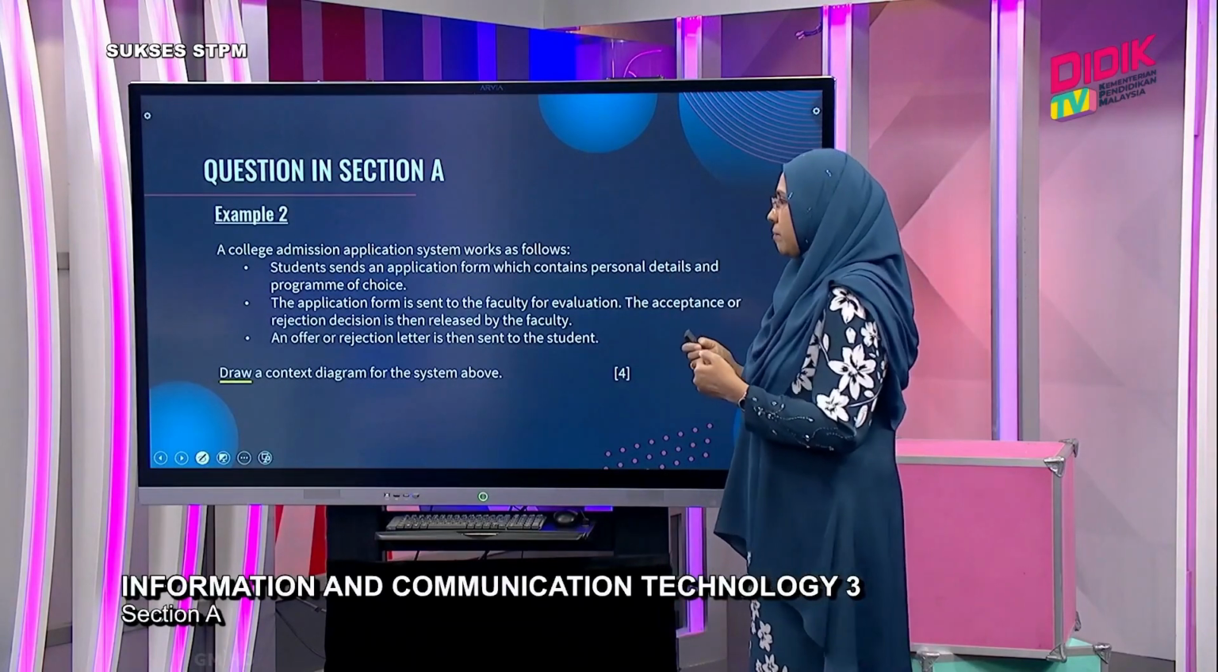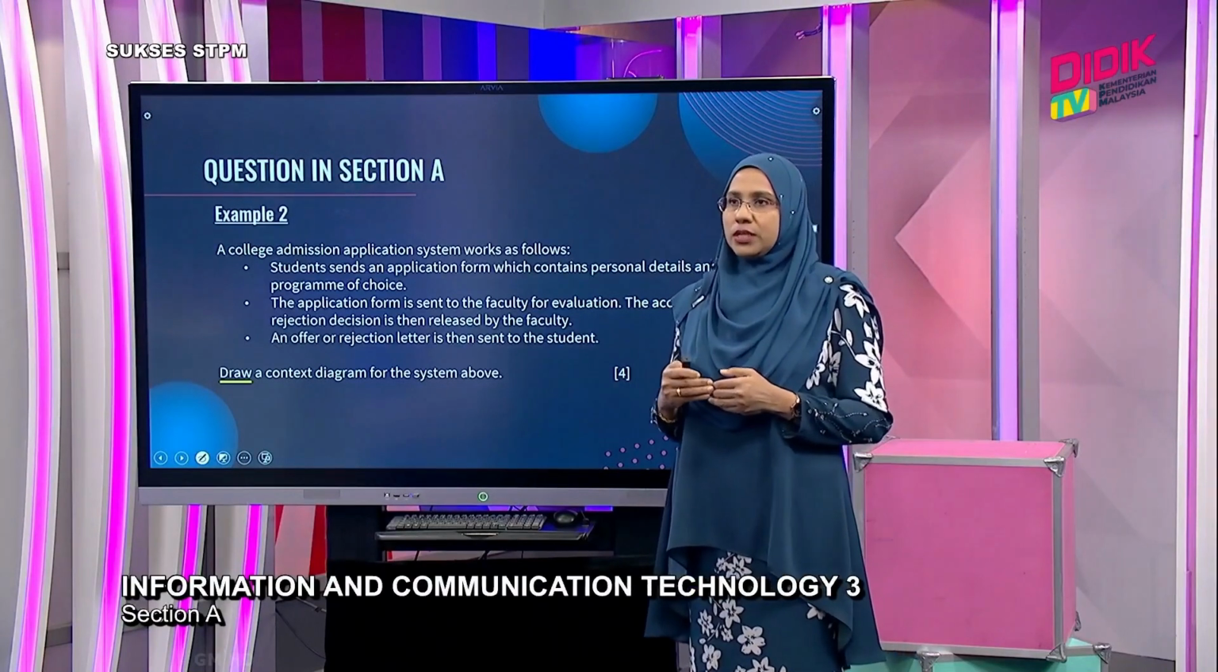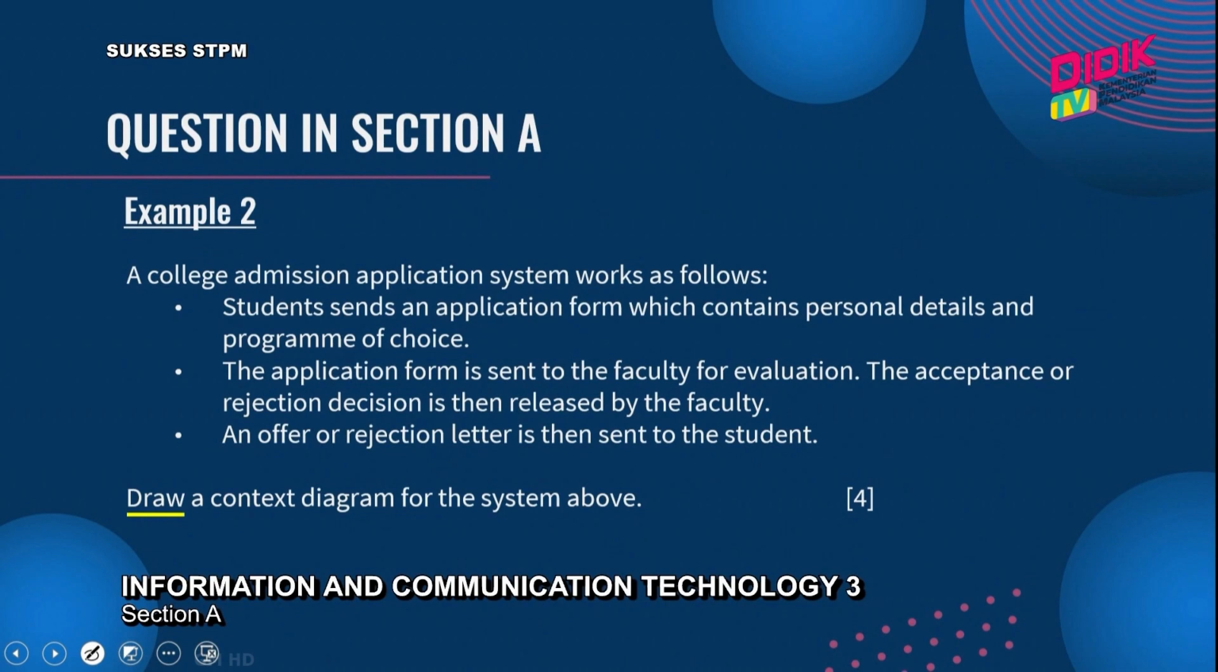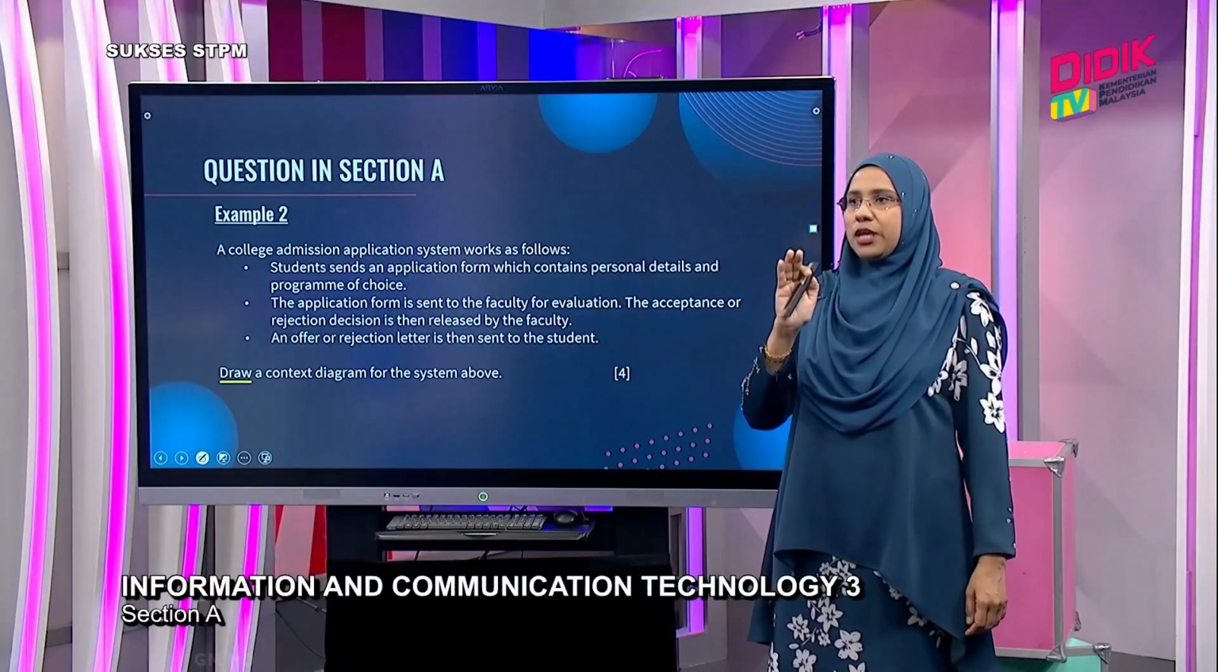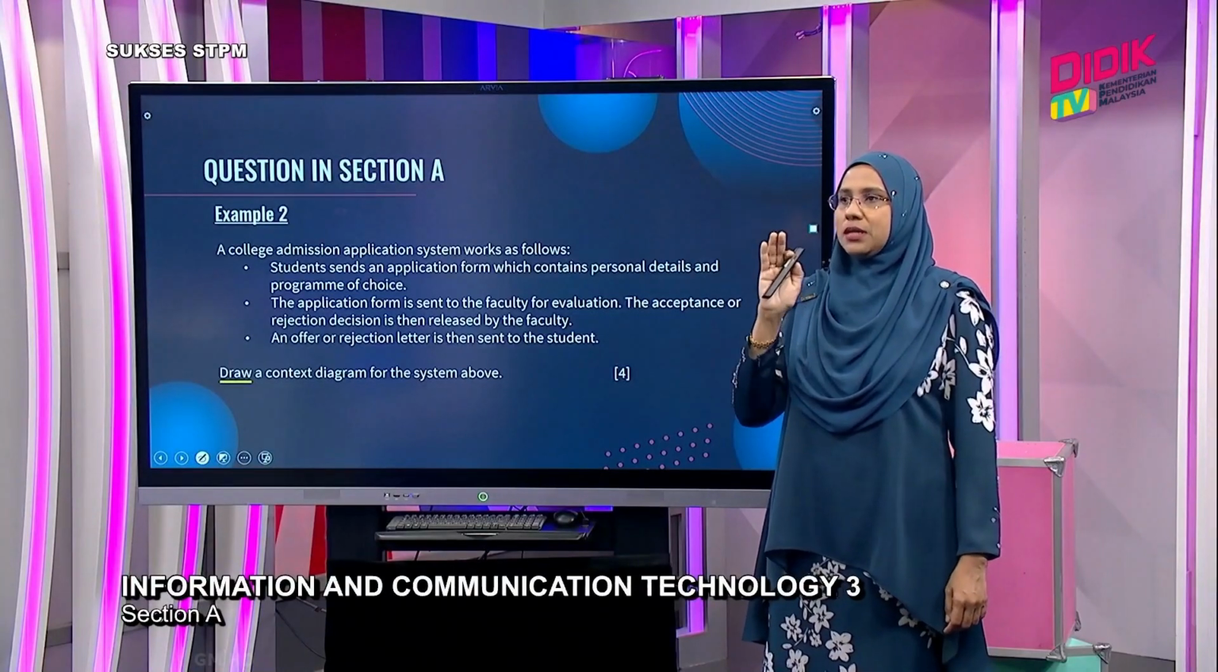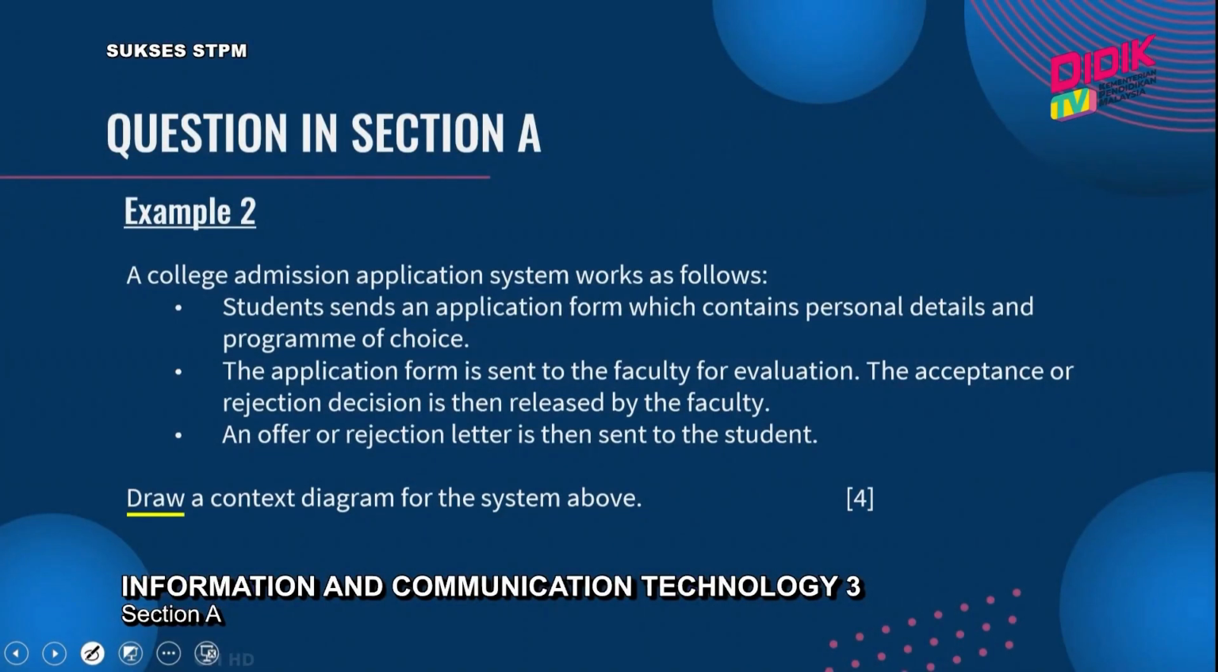Okay, so this is another example with different verb used in the question. Okay, you are given a situation here. College admission application system works as follows. So you are given all the points there. Read carefully the points. Information are given in the question. So read properly. Okay, so the first one: student sends an application form which contains personal detail and program of choice. Okay, the application form is sent to the faculty for evaluation. The acceptance or rejection decision is then released by the faculty. Next, an offer or rejection letter is then sent to the student. So very clearly we can see the flow.